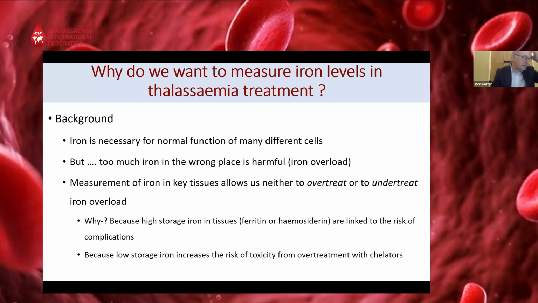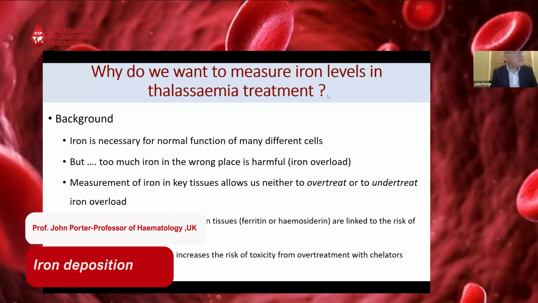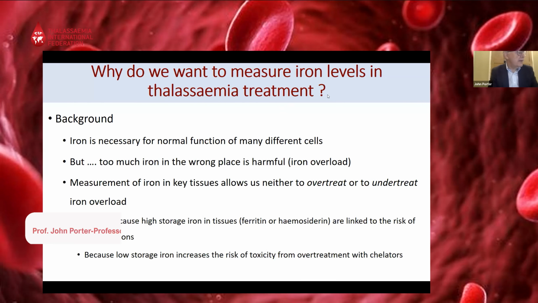So the background here is that we all know that iron is necessary for the normal function of cells. But if there's too much iron in the wrong place, it's harmful. And the point worth mentioning is that it isn't always a straight relationship between one measure of iron overload and another, and between one measure and harm.